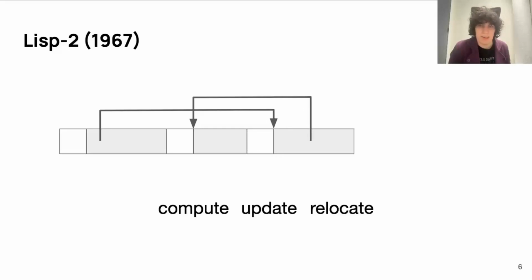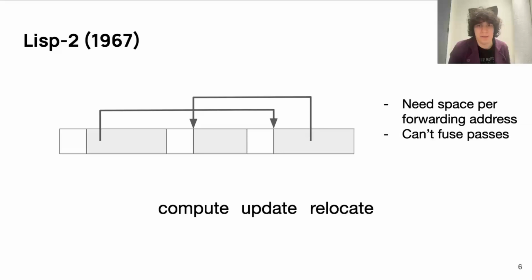This algorithm works, but it has two main disadvantages. We first need to reserve space for each forwarding address. Now, in my example, I said there was a word to store each whole pointer. Some collectors are able to compress the address into the header by making them less than one word. But in any case, regardless of what size we end up with, we still need to have this spare space per object to store the forwarding addresses.